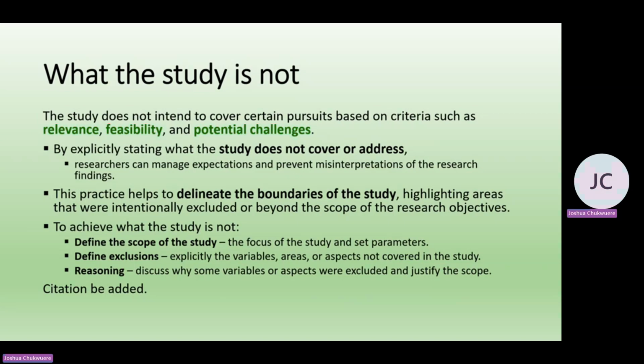So by explicitly stating what the study does not cover or address, that is what the study is not. So another section, you're only talking about what the study will not cover. It will not cover A, B, C. The researchers can manage expectations and prevent any kind of misinterpretation of the research findings. So when you're able to define what you are not going to look into, you're able to close any forms of argument towards your findings or any forms of expectation.